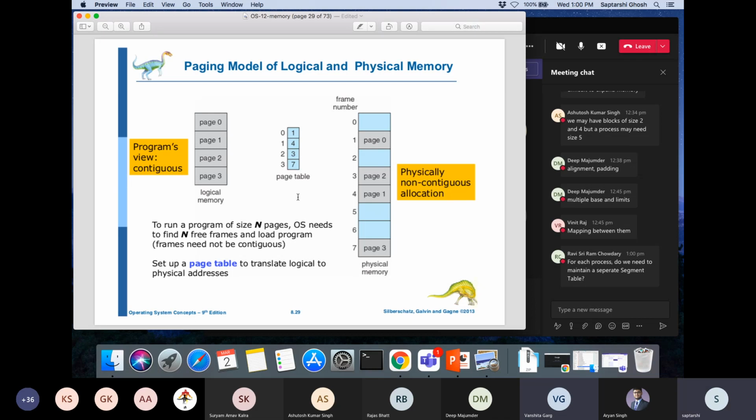for each process, it is necessary to maintain a page table, because page 0 of one process is maybe in frame 1. Whereas for a different process, say process B, page 0 might be in frame 2. So yes, for each process, a separate segment table or page table needs to be maintained. So if you are looking for something more, Ravi, you can unmute and ask.